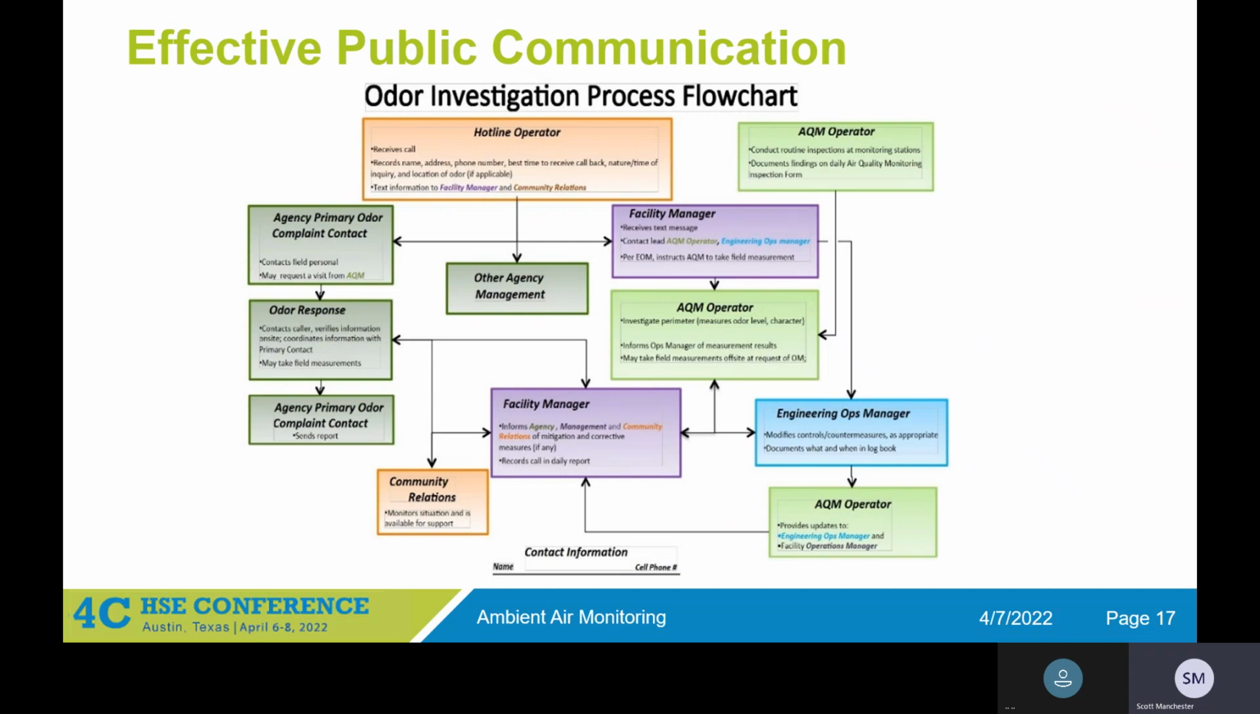Sometimes they don't want to know, but often they would like to know what happened, or why the conditions were like they were. So we found that having this set process is very, very helpful to keeping the public informed, and having good open communication.